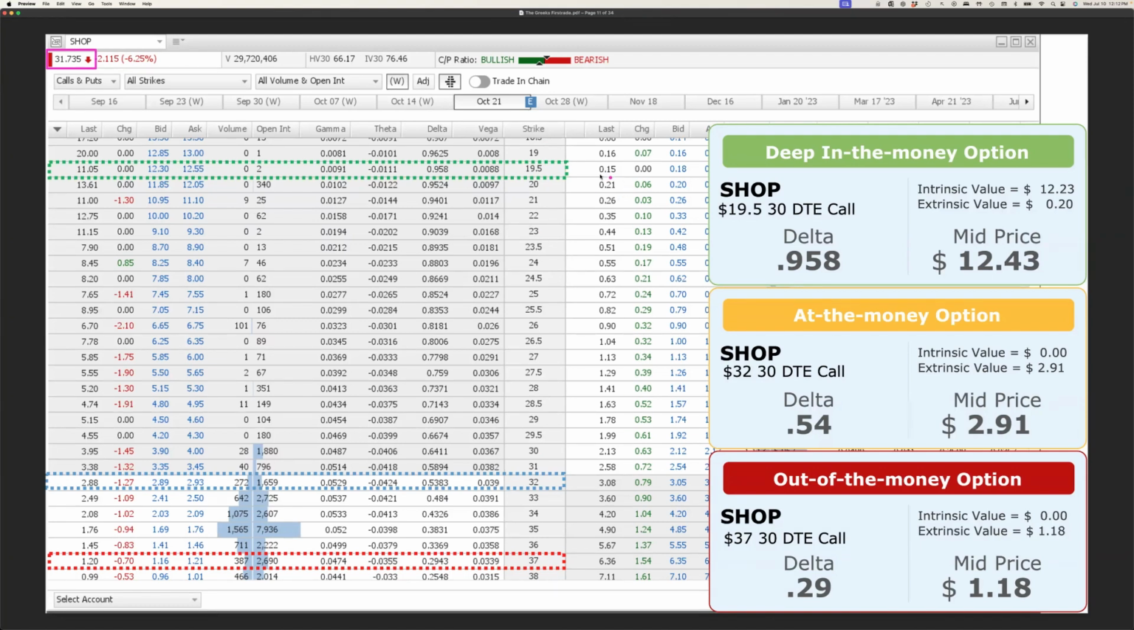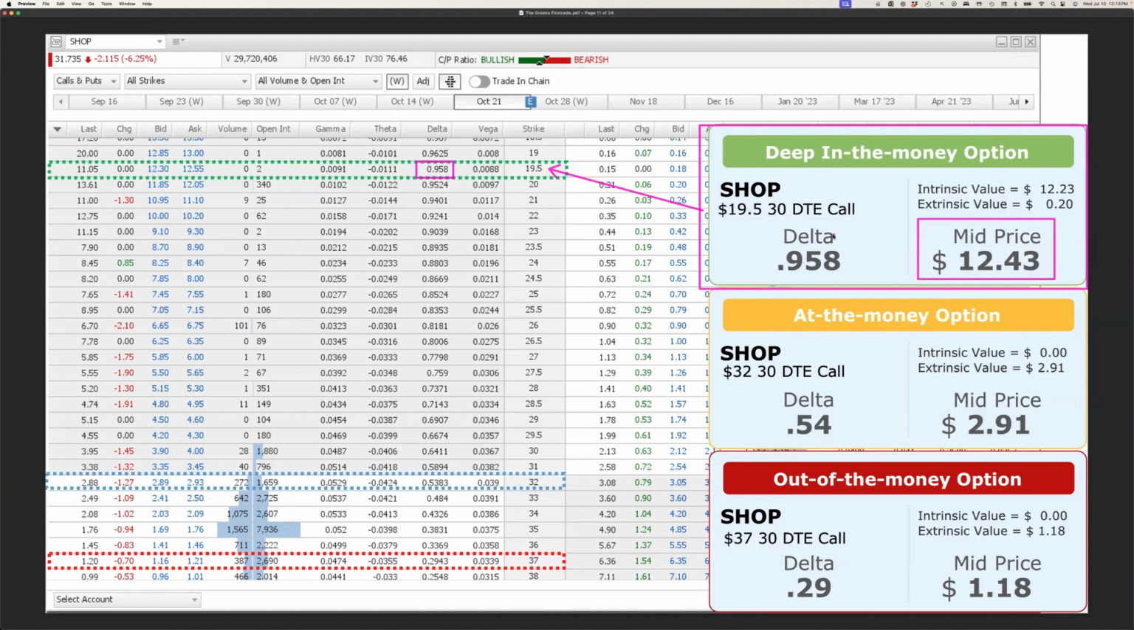So what we're going to look at is 3 different options. We're going to look at a deep in the money option here, which is an option that has a 19.5 strike. This is something that's deep in the money, because the stock's trading at 31, a $19.5 strike is deep in the money. And as you can see, the delta on this specific options contract is 0.958, and it has a price of $12.43.